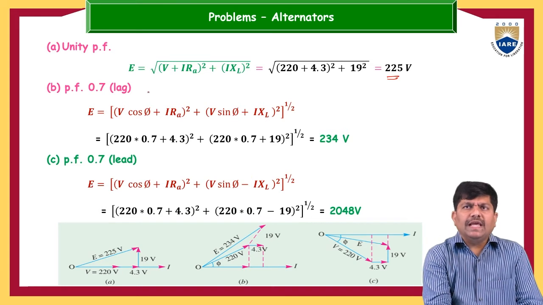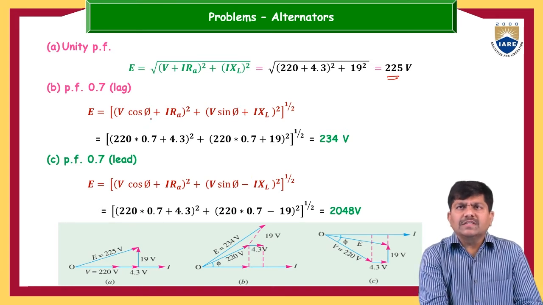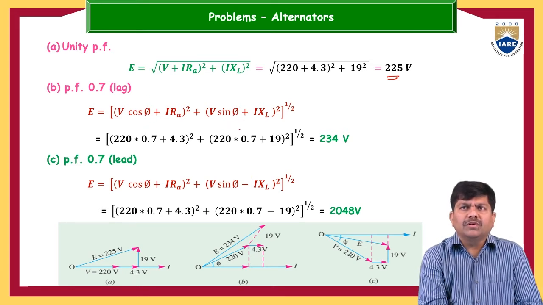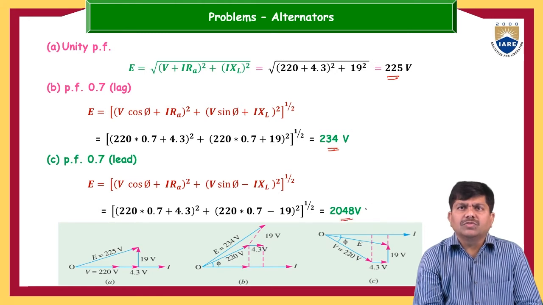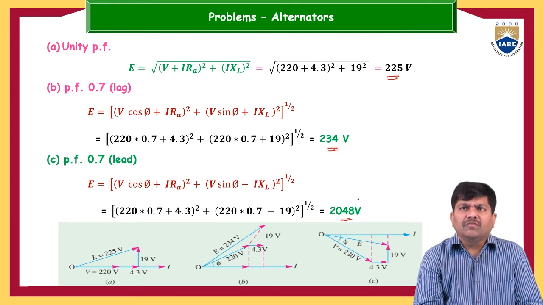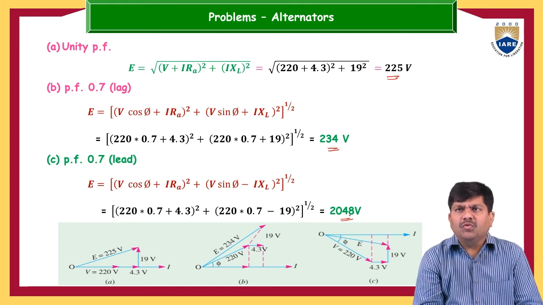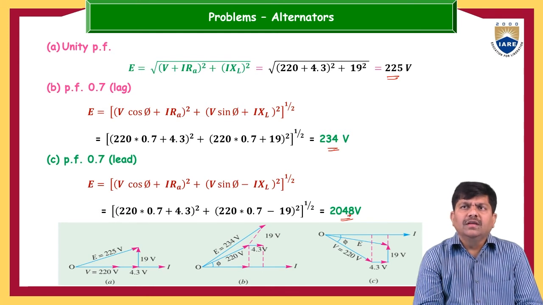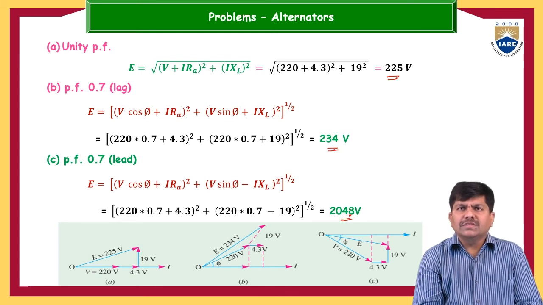Similarly for 0.7 lagging also. Here V cos phi and V sin phi, both values are available to us. So 234 volts. And the next one is for leading. Using the formulas, we can find that this is 204.8 volts. These are the no load induced EMFs, and they will also help us calculate the voltage regulation.